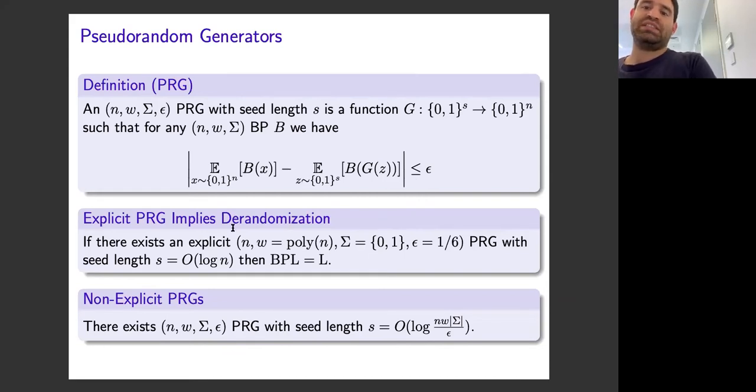So the existence of explicit PRGs implies de-randomization. Specifically, if you have a PRG for length n with poly(n) width and small constant error with logarithmic seed length, then BPL equals L. And by explicit, I mean that you can compute this function in low space. And non-explicitly, we do know that such functions exist with amazing seed length, which is basically logarithmic in every parameter.